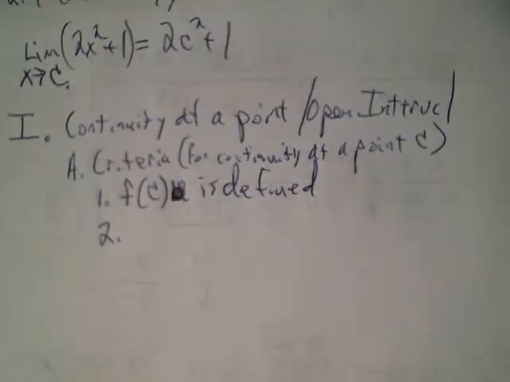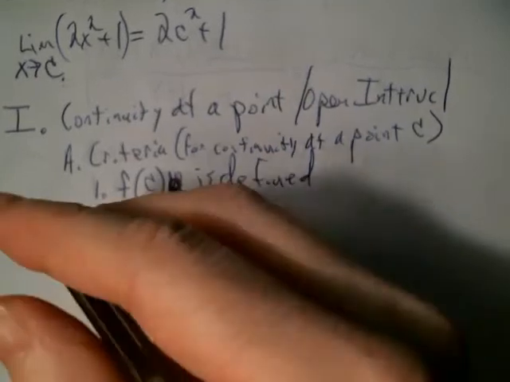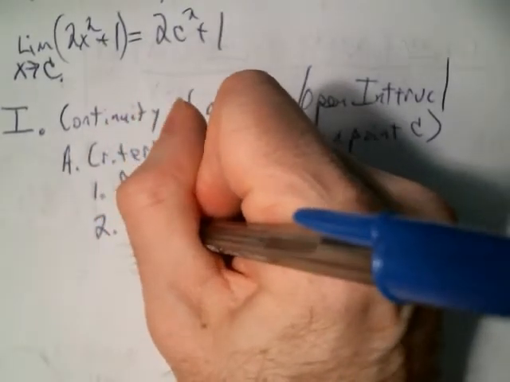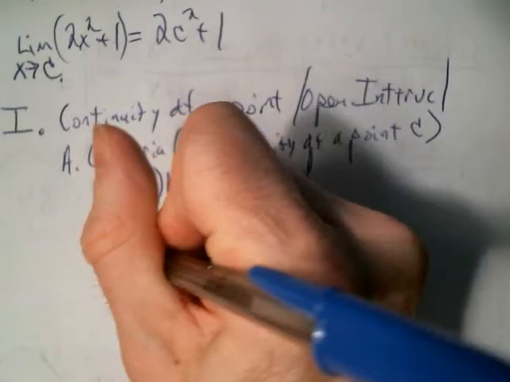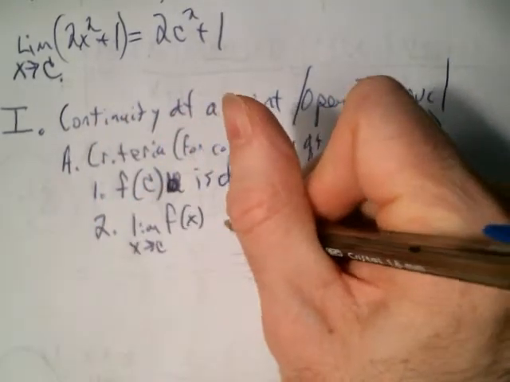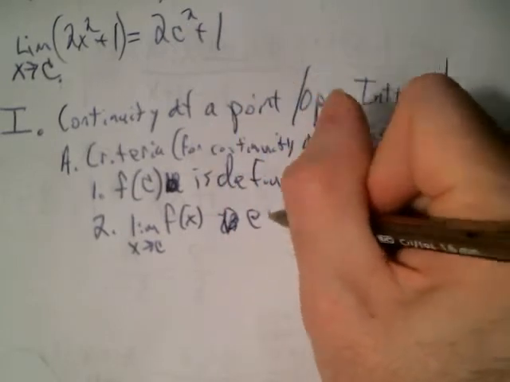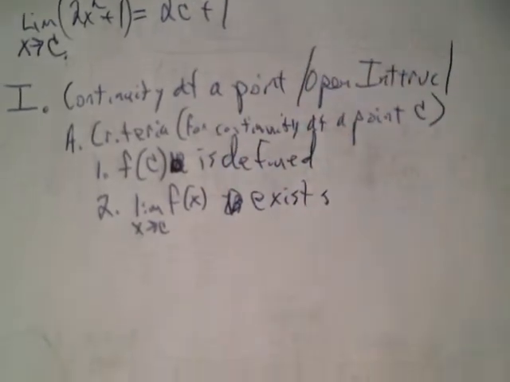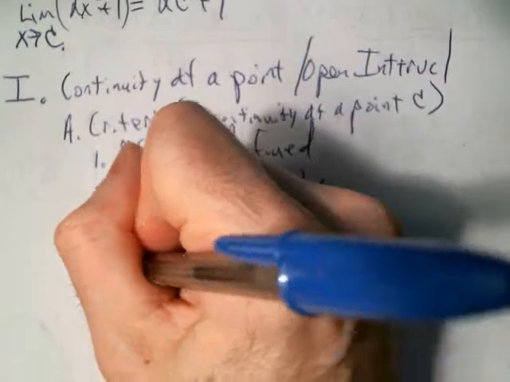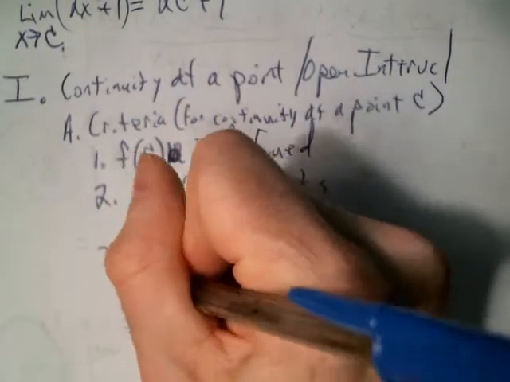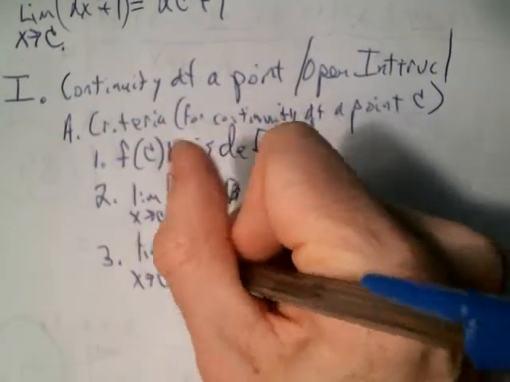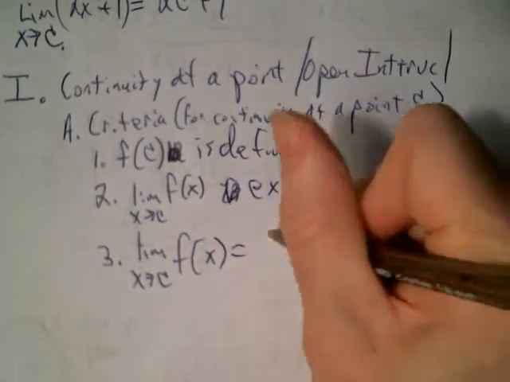Then we need to ensure that the limit exists at this point. So the limit of f of x as x approaches c exists. And the third one, the one that really says it all: the limit as x approaches c of f of x has to equal f of c.